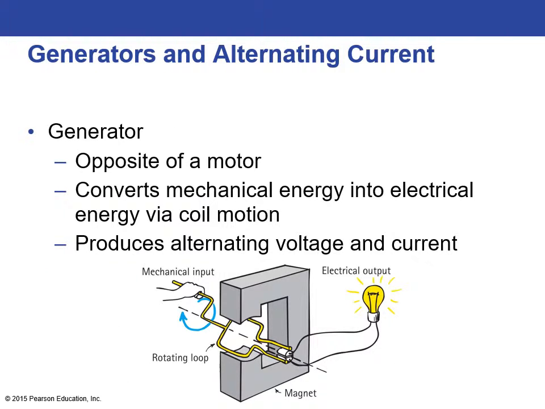Generators and alternating currents. A generator is the opposite of a motor, so it converts mechanical energy into electrical energy via coil motion. So it produces alternating voltage and current. Similar to your setup, as you can see here, to your motor, but it has mechanical input causing the loop to rotate, and you get electrical output out of it. So the exact opposite of your motor, where you have electrical input coming in and you get mechanical output.